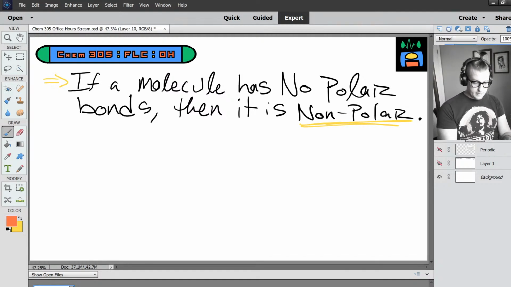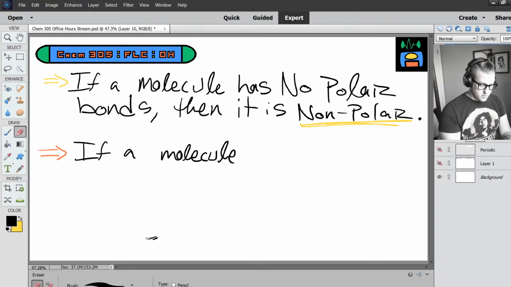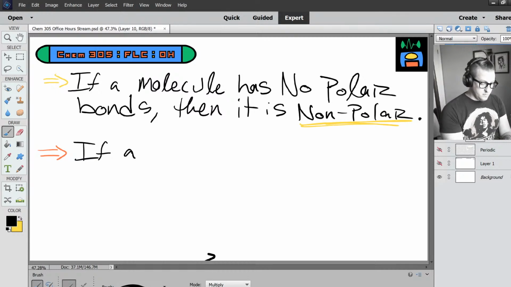Now, if a molecule, there's only 3 scenarios really. Oops. Sorry, I meant to make this little arrow yellow. So next, if a molecule, let's see.